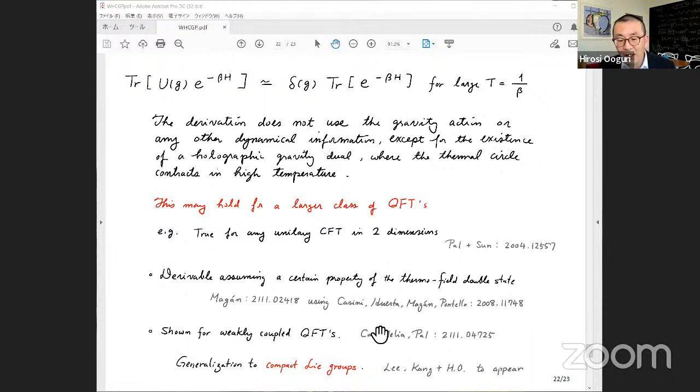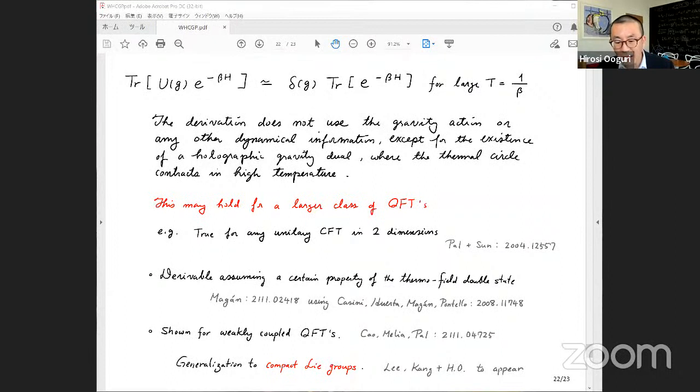Sudip Pal and Kao and Tom Meria, these two people are actually at IPMU. They also showed this statement for weakly coupled quantum field theory. So basically they showed this for free theory and argued that turning on weak interaction would not modify this type of behavior. And the proof is rather interesting. Even for free field, it's a rather non-trivial exercise in organizing representations in the Hilbert space of free field and showing that something like that happens.